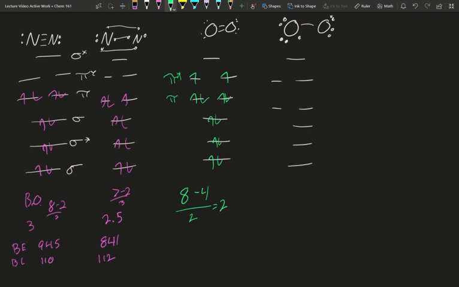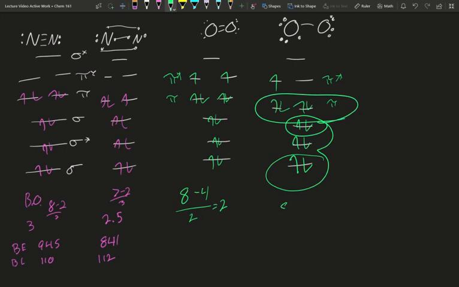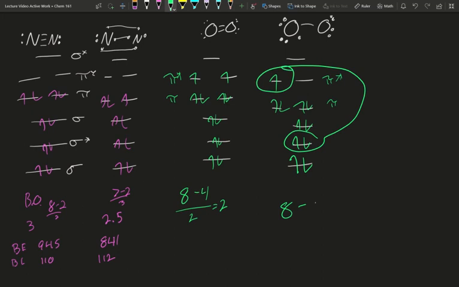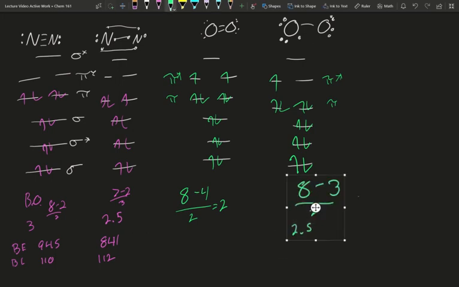Oxygen plus, the cation species. Well, it's going to have 11 electrons. 1, 2, 3, 4, 5, 6, 7, 8, 9, 10, 11. If we add up our bonding and antibonding, there's 8 bonding. But now, 2, 3, it's only 3 antibonding. 5 divided by 2, 2.5. Our bond order has increased for the O2+.